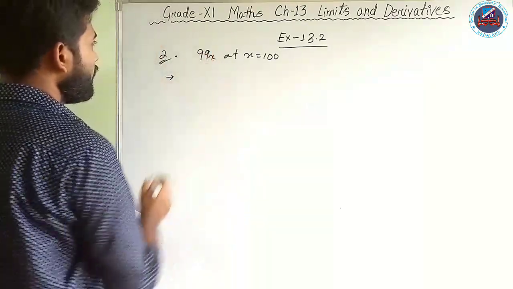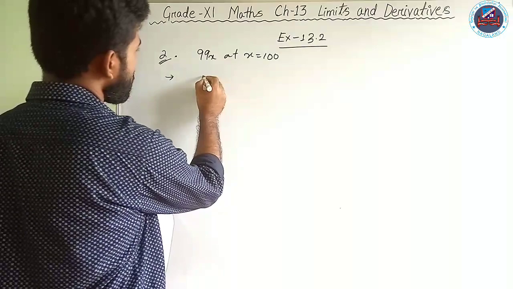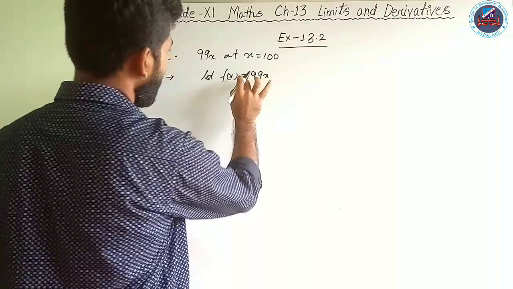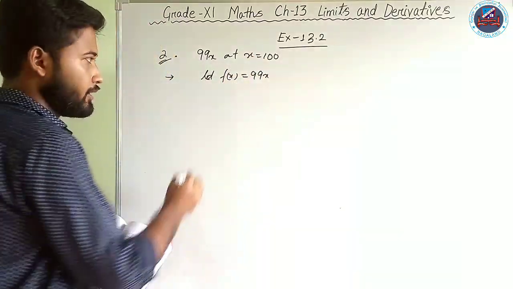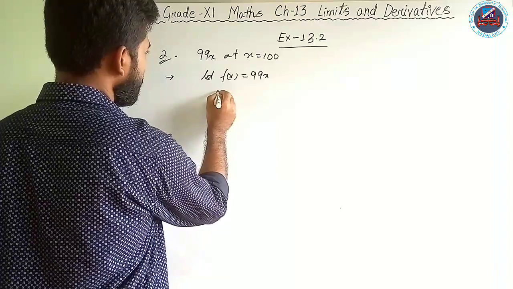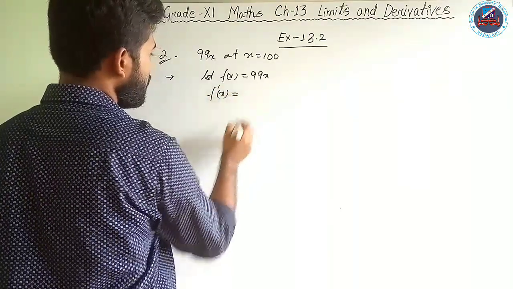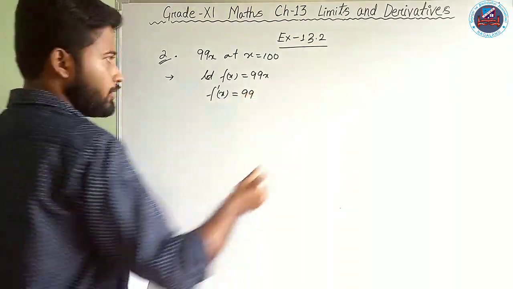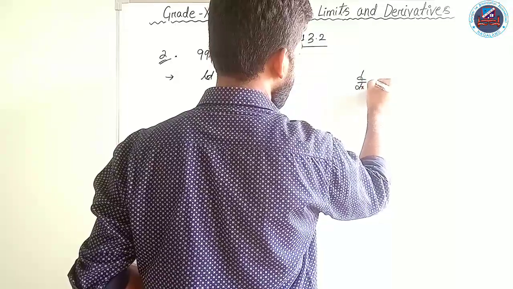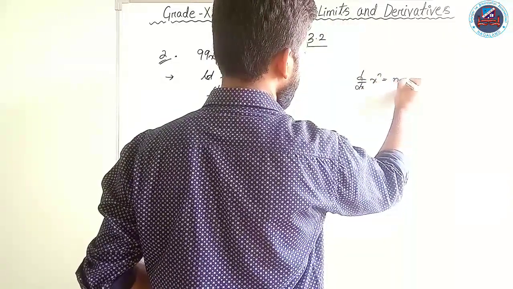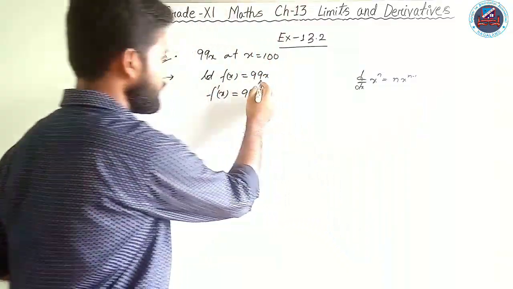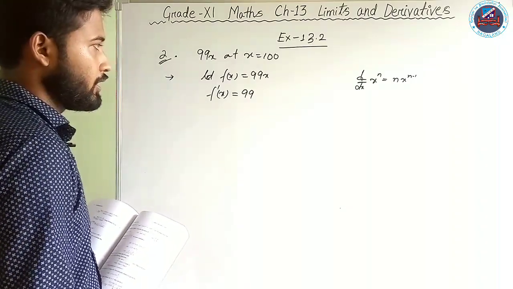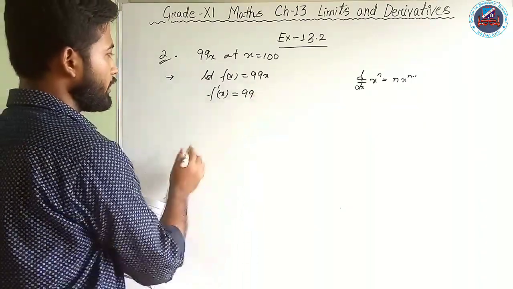Okay, now to find the derivative of this, let me take f(x) = 99x, and I want to find the derivative at the point x = 100. At first find the derivative. So what is the derivative of 99x? It will be 99. How? Using d/dx of x^n = n x^(n-1). Since 99 is our constant, bring the constant out, and x to the power 1 minus 1 is x to the power 0, and that is equal to 1. So we have got 99.